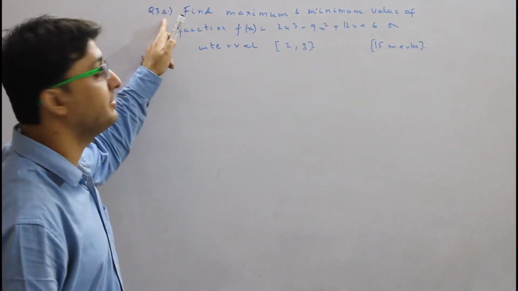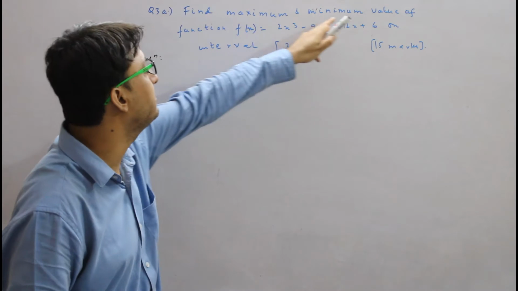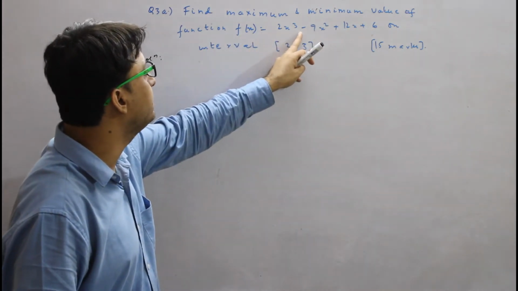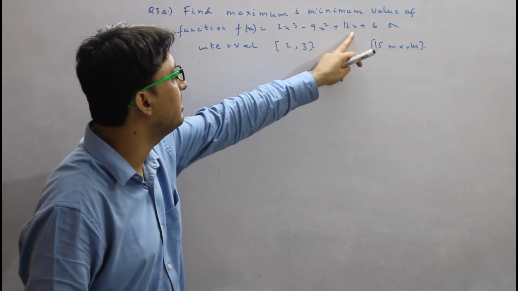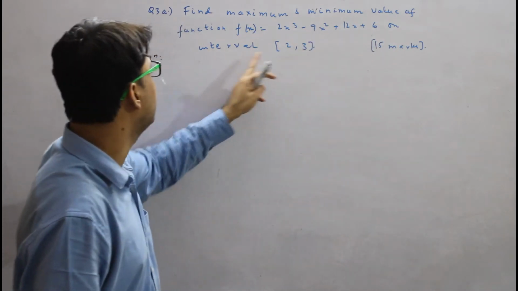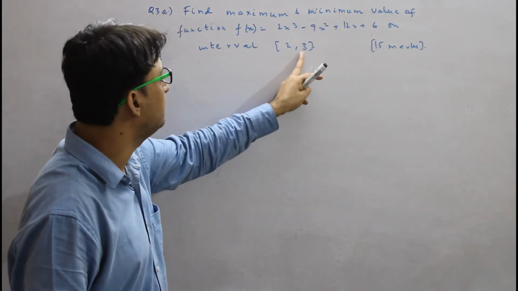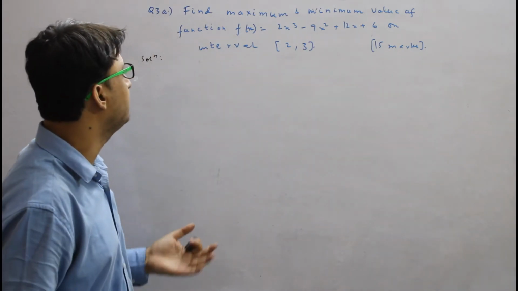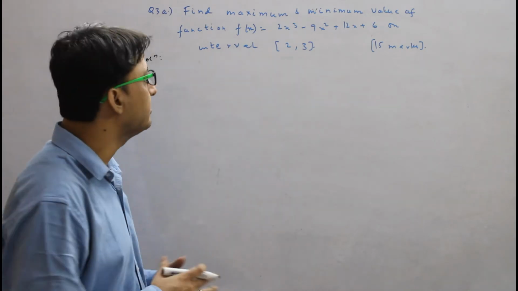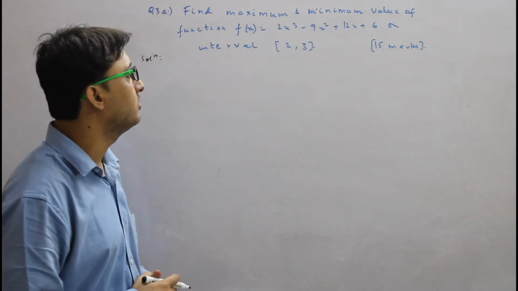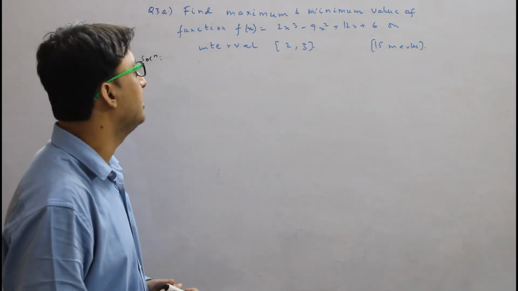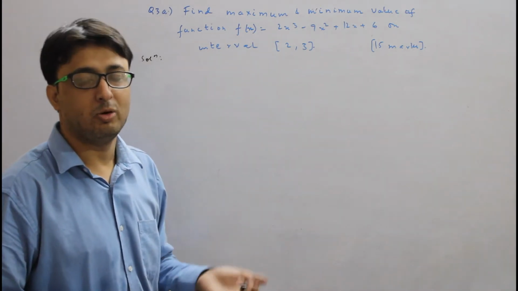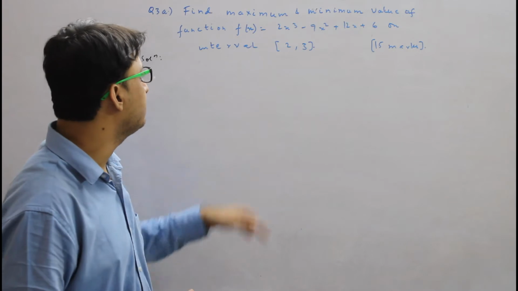Question number 3a. We have to find the maximum and minimum value of the function f of x equal to 2x cubed minus 9x squared plus 12x plus 6 on the closed interval 2 to 3, and it was asked for 15 marks. Now this is a very simple question, class 12th question. So before we solve this question, what are the demands of this question? If we are able to illustrate it graphically, then we will obviously get more marks for that.